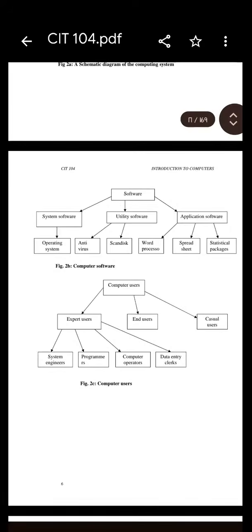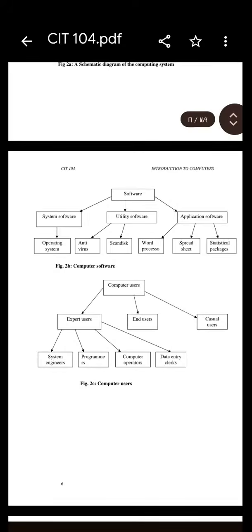Now you have the computer operators. They are the ones that operate on the computer. They work with the code. Like when the computer programmer writes the code, they are the ones that operate on it. They debug it and they make it a finished product.